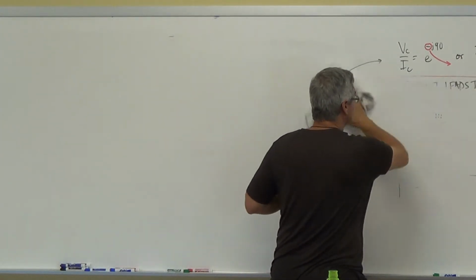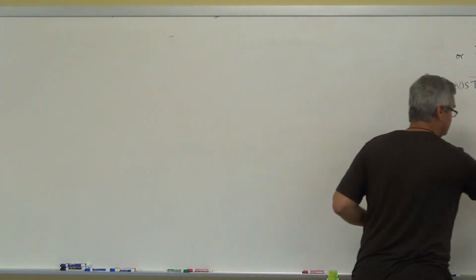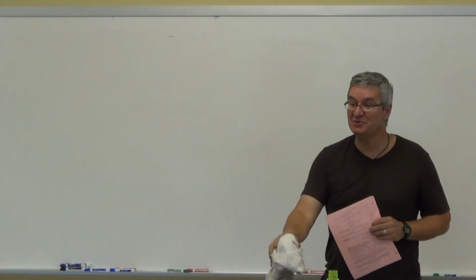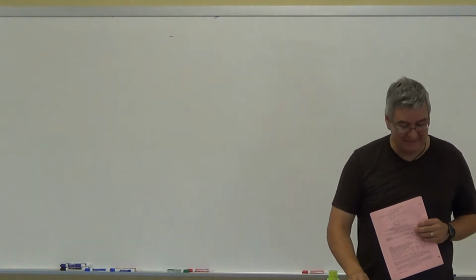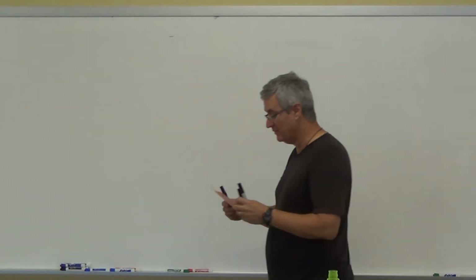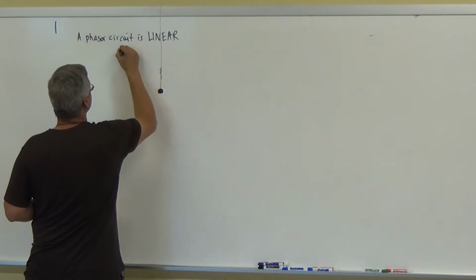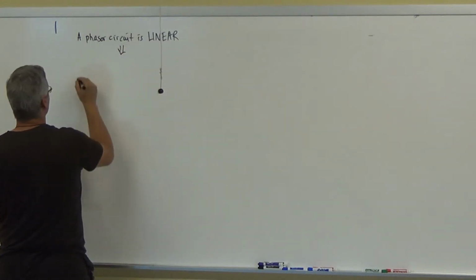So all I'm going to do now is example after example. Okay? Nothing is new here. I promise you, nothing is new. So here we go. So now, a phasor circuit is linear, which implies that we do the following thing.